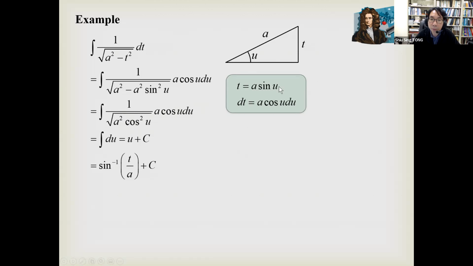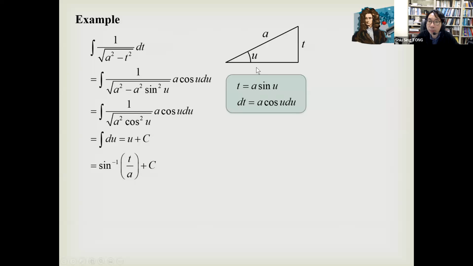But I can find the reverse function. t is equal to a sine u, so u is just arcsine of t over a. Okay, and don't forget the integration constant.